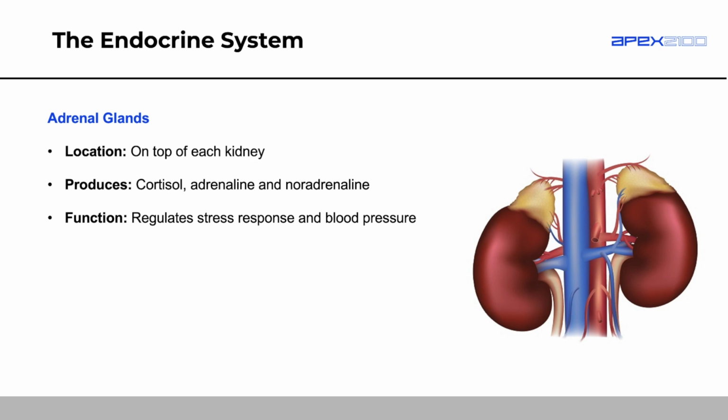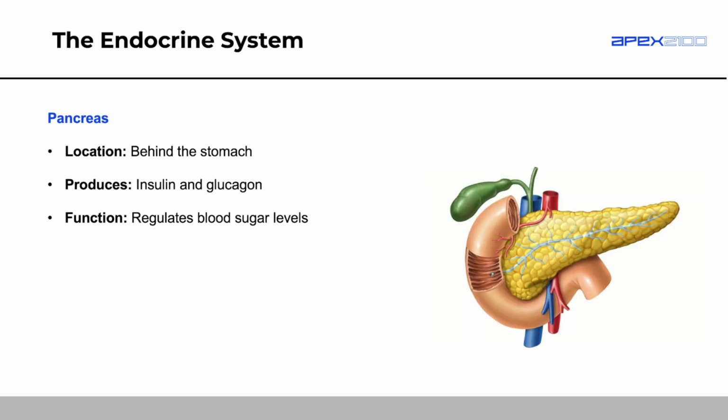So adrenal glands are quite important glands, but also another super important one is the pancreas, which is located behind our stomach. It's the yellow corn-looking thing on this picture. It produces insulin and glucagon, which regulate our blood sugar levels, and we'll get into more detail with that soon.